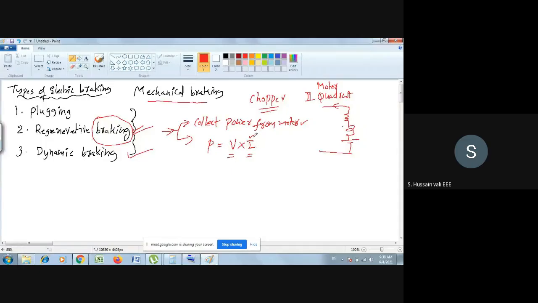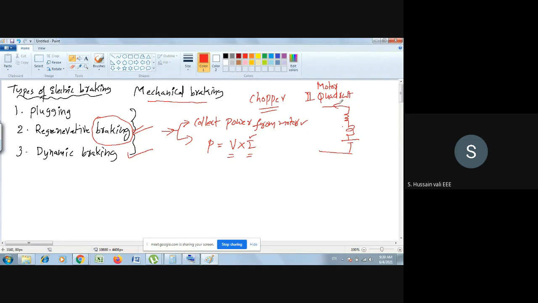If you make the current reverse, then you can make the power negative. When you make the power negative, then in regenerative braking, you can slow down the motor. Simultaneously, you can collect the power from the motor. So these are the advantages you have in regenerative braking. So how do you do this?